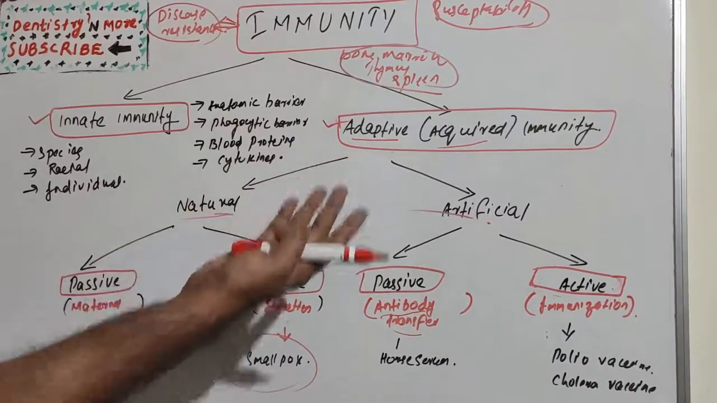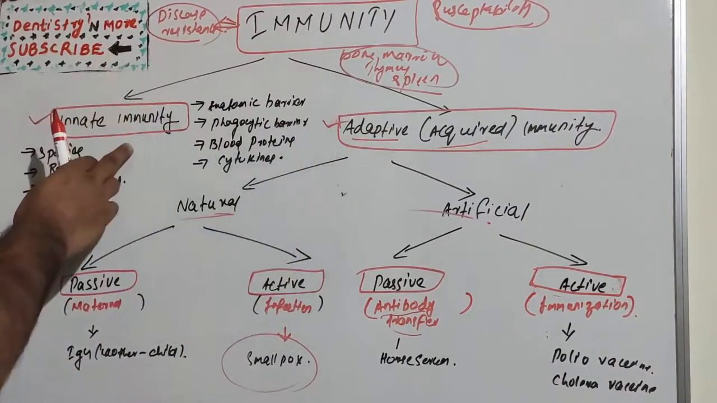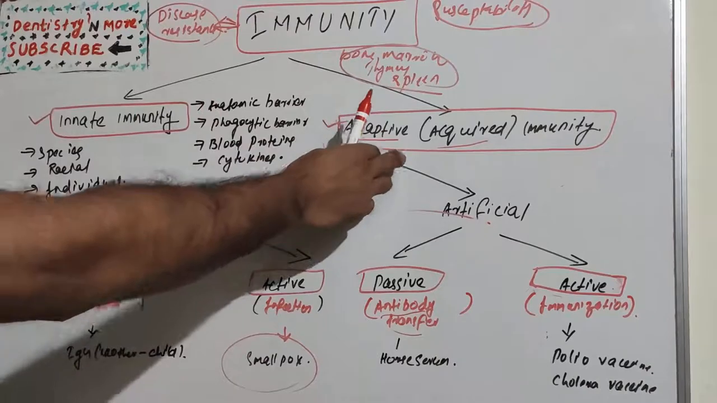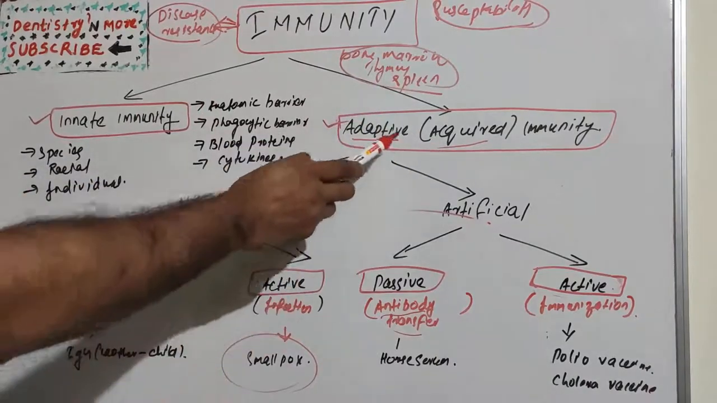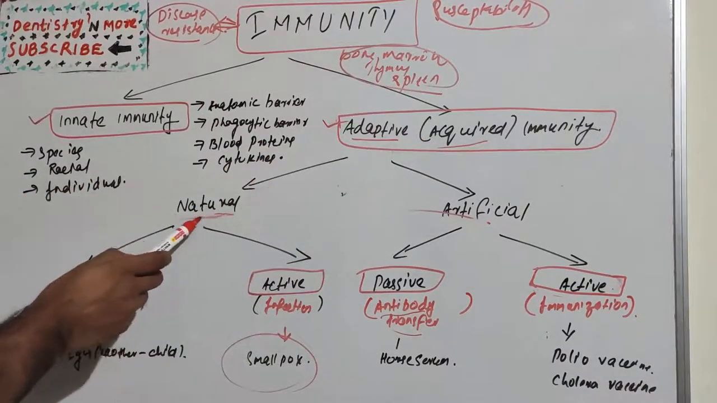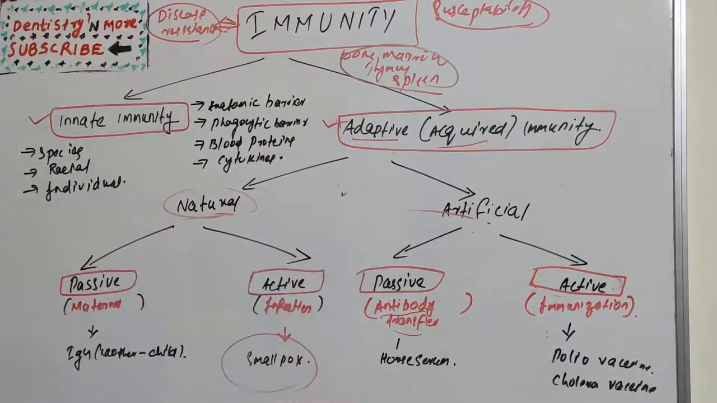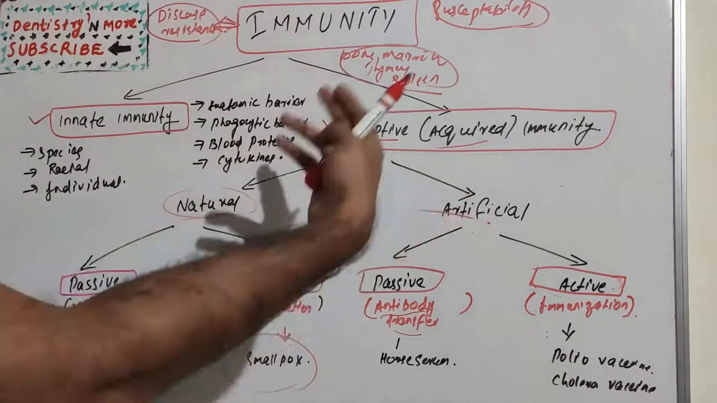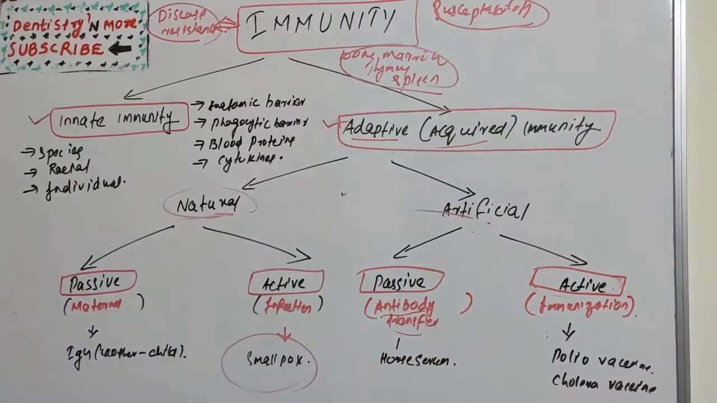So this is the basic classification: innate immunity and adaptive immunity, which is also known as acquired immunity. The acquired immunity has natural and artificial. One is naturally acquired, one is through the vaccines and antibodies. So this is passive and active, the further classification.